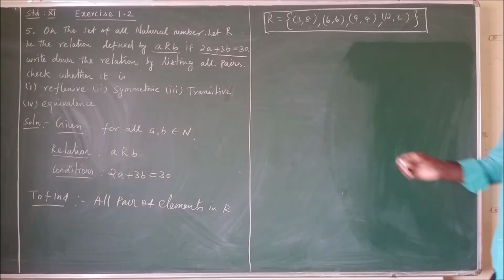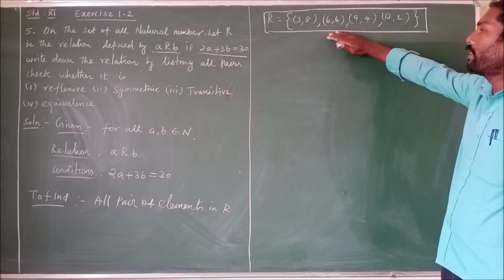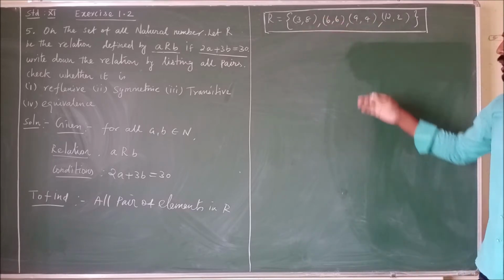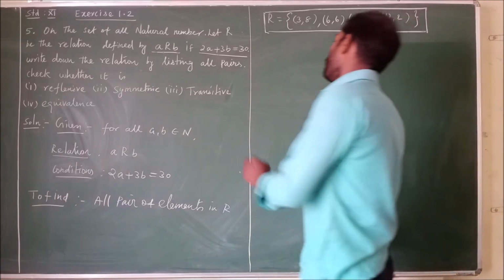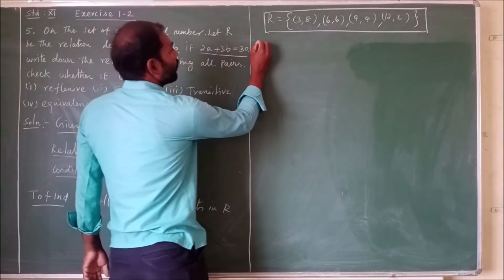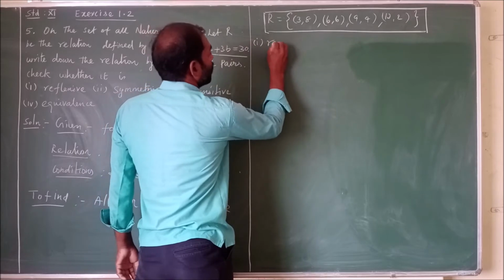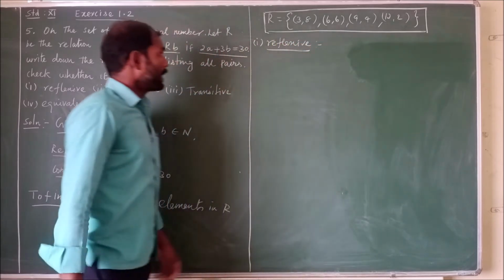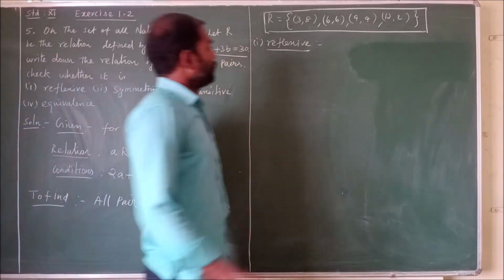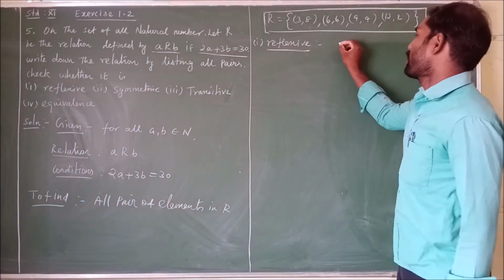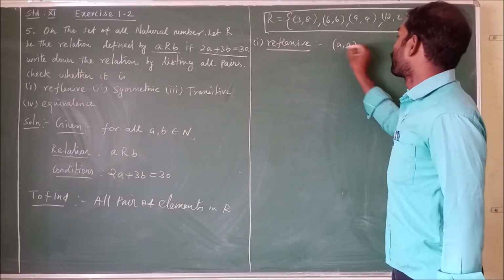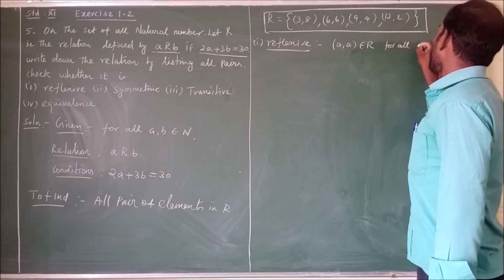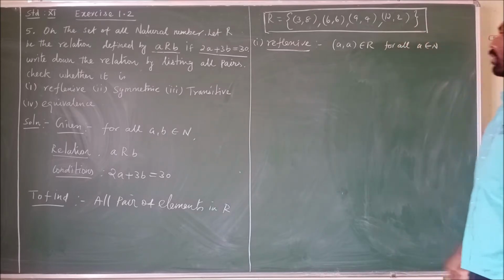After that, we check these pairs. Is this relation reflexive, symmetric, third one transitive, fourth one equivalence relation? First we check reflexive. The basic definition for reflexive is (a, a) belongs to R for all a belongs to N.